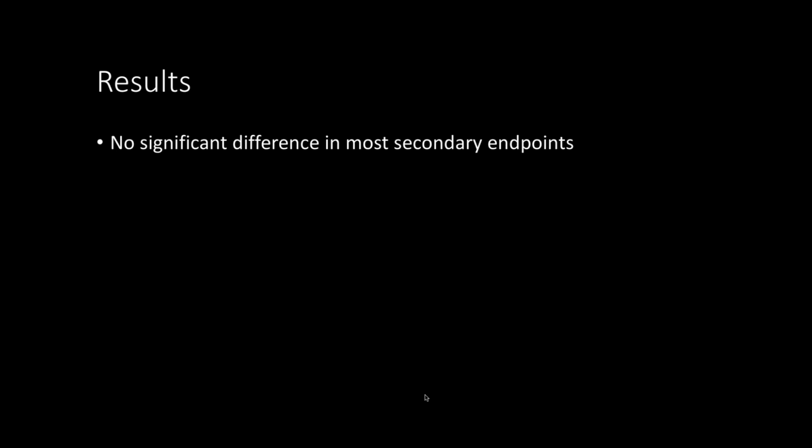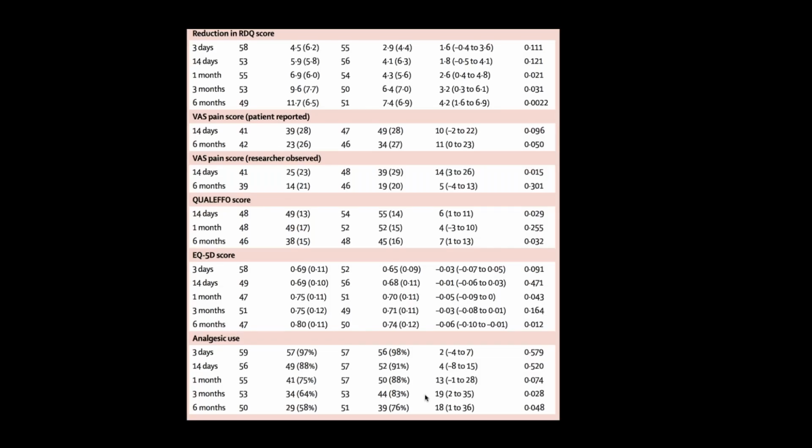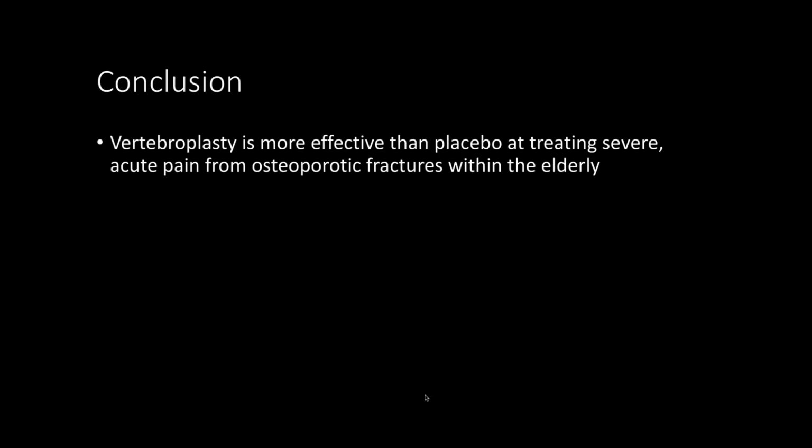The way they did this was they looked at the proportion of patients with a score less than 4, and they compared it in the 2 groups. And so, you can see right here that at all time points, a higher proportion of patients in the vertebroplasty group reported a score less than 4. There was no significant difference in most of the secondary endpoints, which you see right here. And so they concluded that vertebroplasty is more effective than placebo at treating severe acute pain from osteoporotic fractures within the elderly.